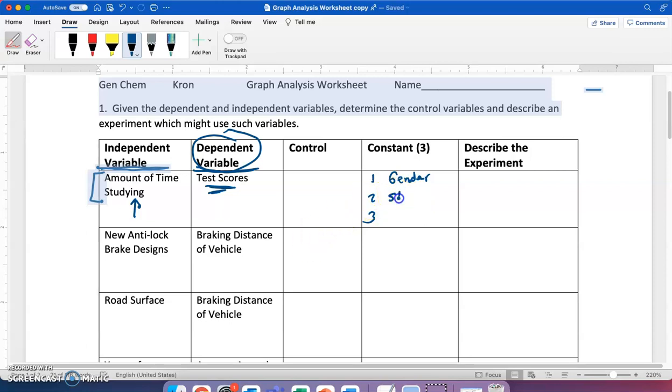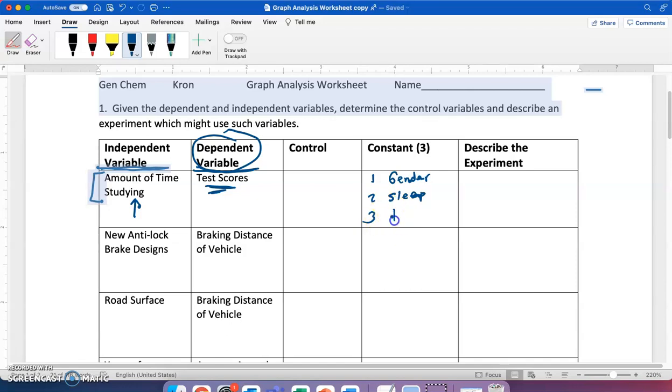We want to make sure that they're getting the same sleep each night. Maybe you'd even want to tell each group, you need to go to bed at this time and wake up at this time each day for a week leading up to the test, so that I know that you're all getting the same sleep habits. So the sleep habits are not affecting the test scores.